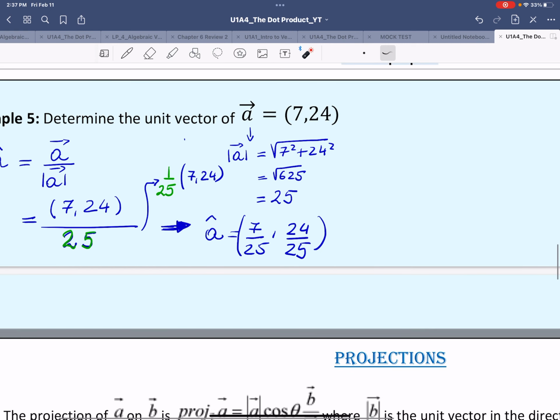Now, how does this really work geometrically or visually, let's say?